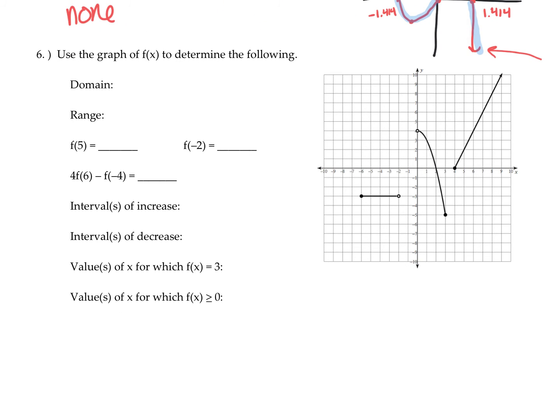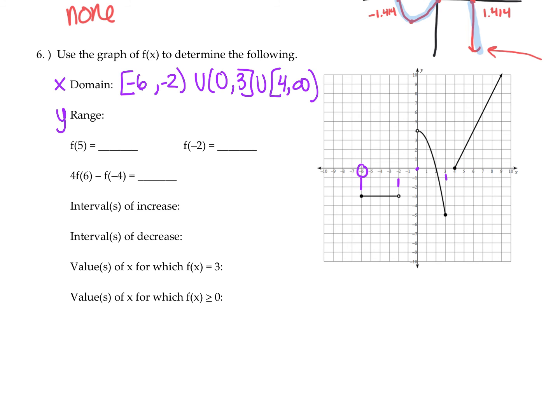Our last graph gives you a graph and asks for the domain and range. So again, domain is our x values, range is our y values. So my domain starts at negative 6, and it's going to be a closed circle, and it's going to go to negative 2. Then it picks up again here at 0 and continues to 3. Then it picks up again at 4 and continues forever.